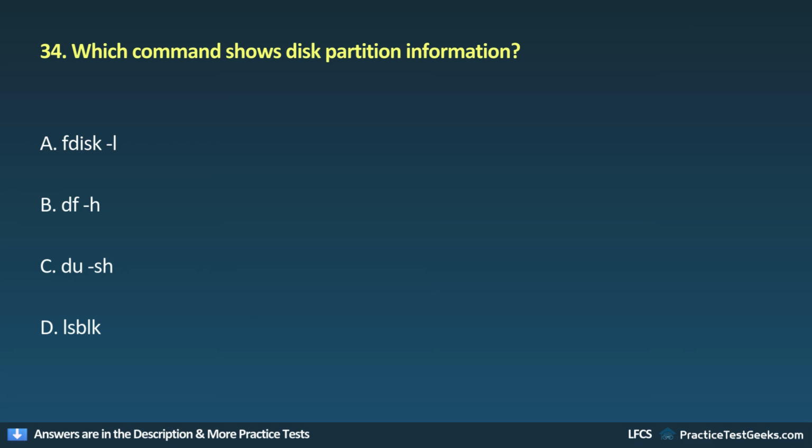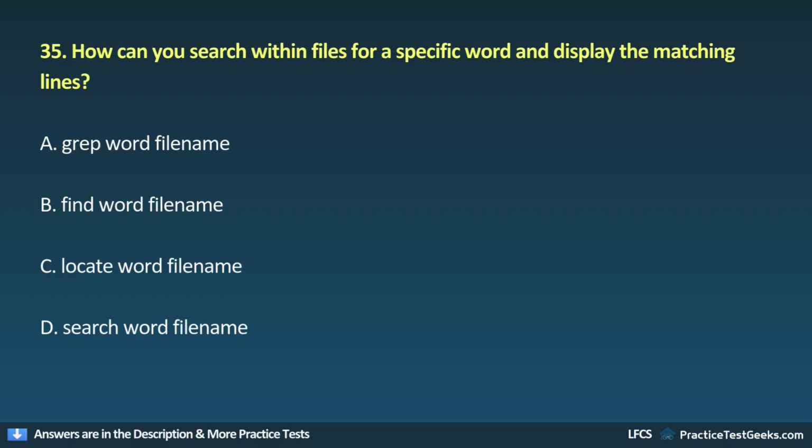A. fdisk -l. B. df -h. C. du -s. D. lsblk. 35. How can you search within files for a specific word and display the matching lines?